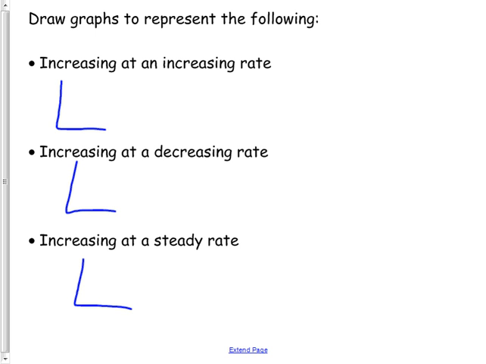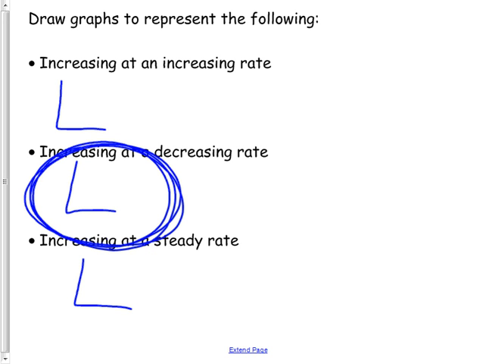I want you to zoom in on this one for me. Increasing at a decreasing. When you got all three done, zoom in on that one and turn it my way, and I'll tell you if your sketch is right. Good, good. Nope, that's decreasing. I wanted increasing.